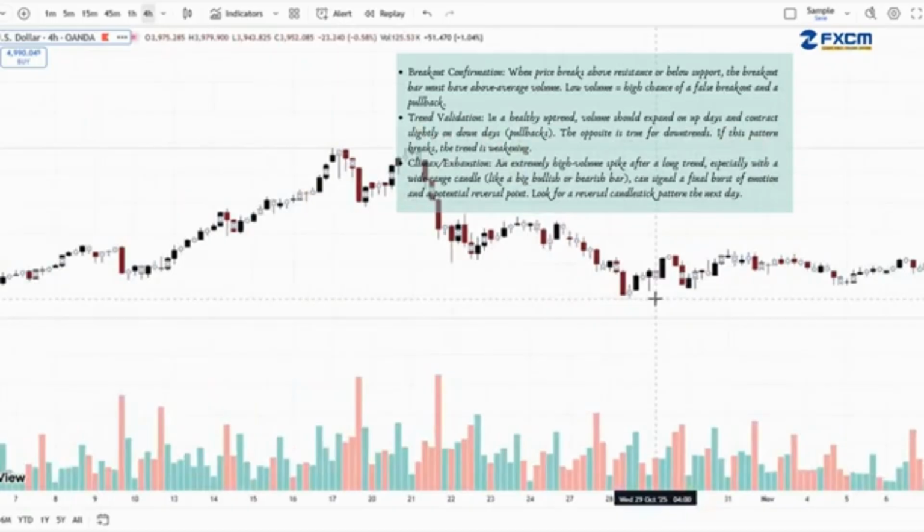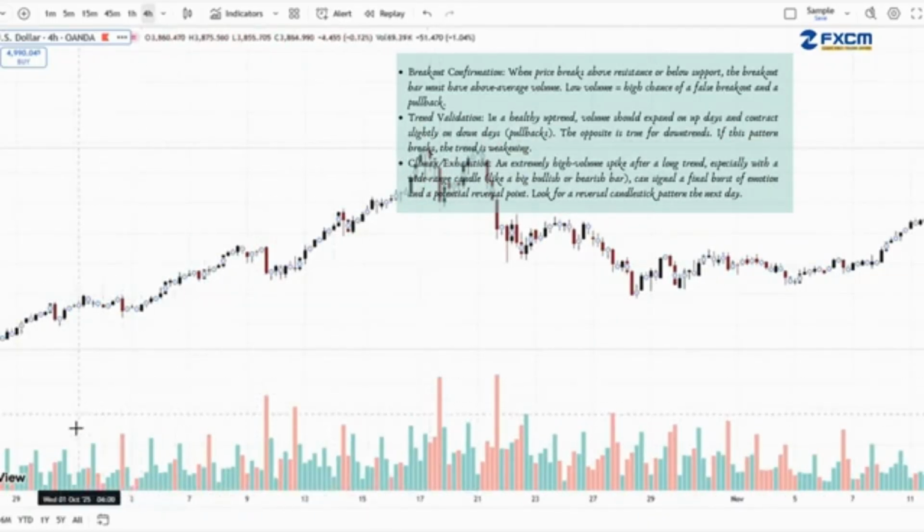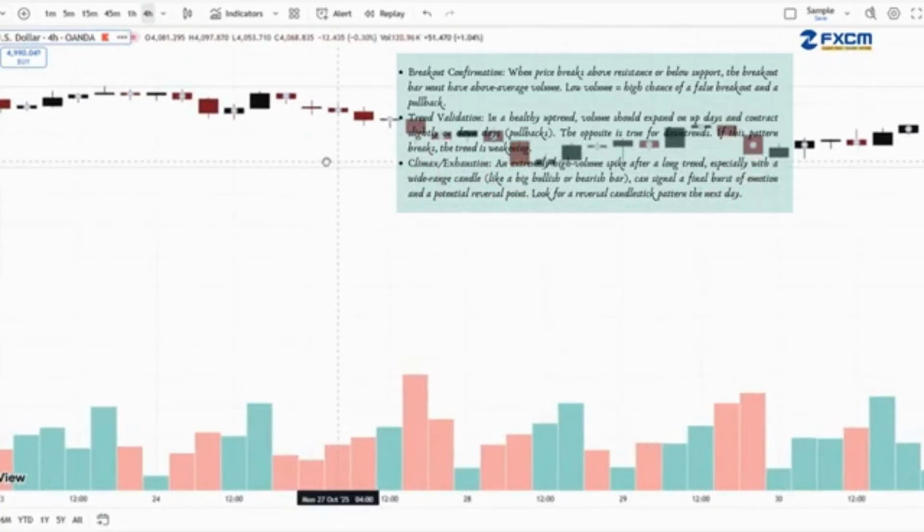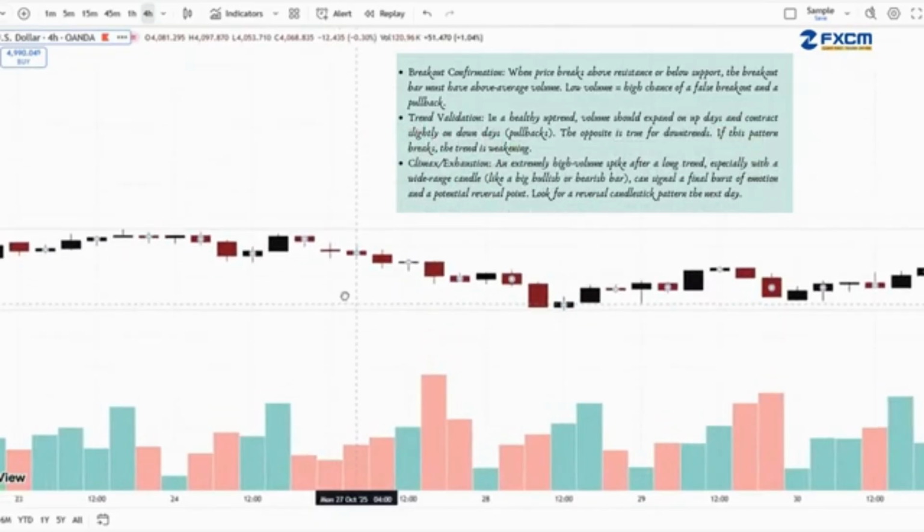Climax or exhaustion. An extremely high volume spike after a long trend, especially with a wide range candle, like a big bullish or bearish bar, can signal a final burst of emotion and a potential reversal point. Look for a reversal candlestick pattern the next day.